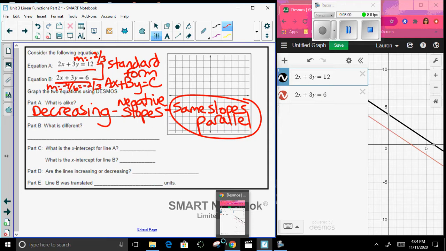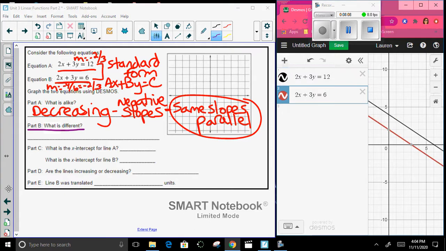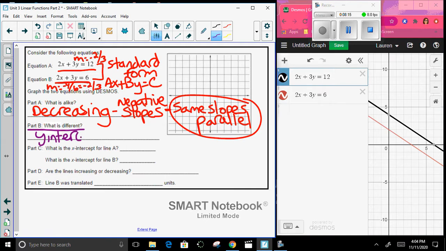What is different? So look at that and see, what do you think is different here? I would think where they cross the y-axis. This y-intercept was 2, this y-intercept was 4. So their y-intercepts are different. Their slopes are the same. They both have a negative 2/3 slope, but their y-intercept is a little different.